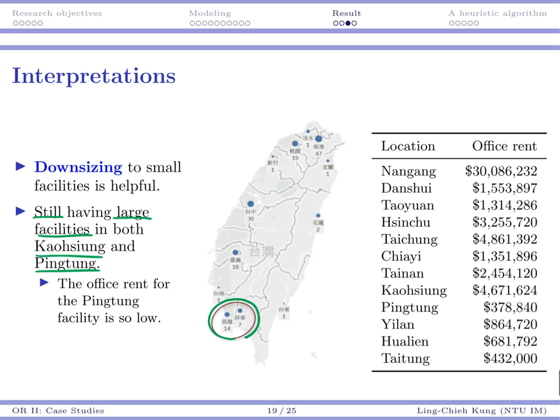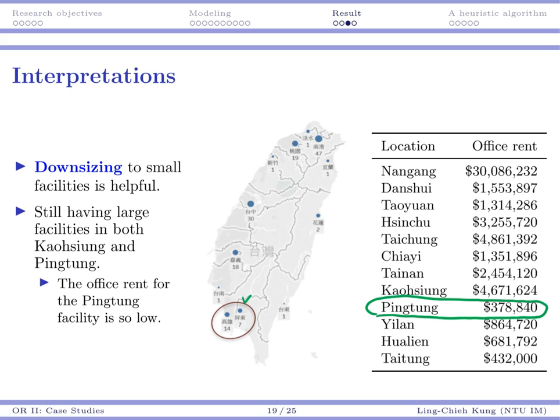That's actually a very interesting finding, because previously you may think these two places are so close to each other. What's the point of having 2 facilities together? Well, the reason may be that the office rent for Pingdong is so cheap. So it doesn't really matter whether you have the Kaohsiung facility. You always want the Pingdong facility. Okay? And somehow the optimizer says, why don't you do that? You host one facility at Pingdong and host 7 people there.